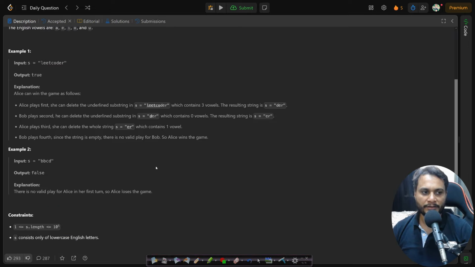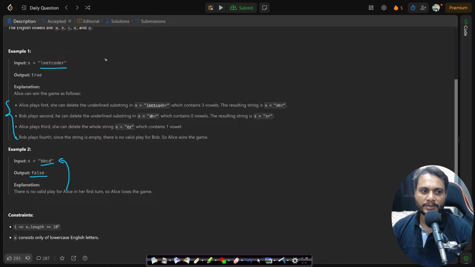Now if you look at the examples, let's look at the first example, Leetcoder. In this case, the play has already been given about how the picks will happen. You can just go through it and Alice will always win in this case. And in the second case, where there is no vowel, when Alice starts to pick, she cannot pick anything and therefore Alice will lose.